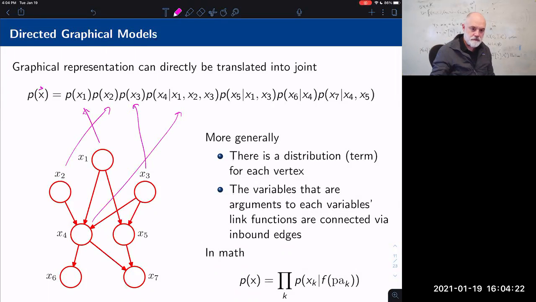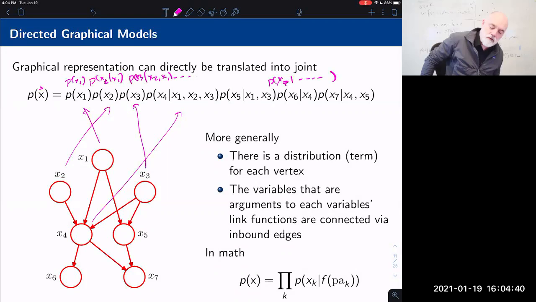It's not p of x1, p of x2 given x1, p of x3 given x2, x1, and so on and so forth, all the way up to p of x7 given the rest. There's lots of missing edges, which means that you're making all sorts of simplifying assumptions about the probability distribution, right?